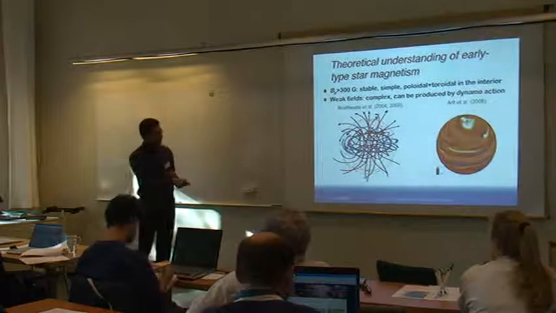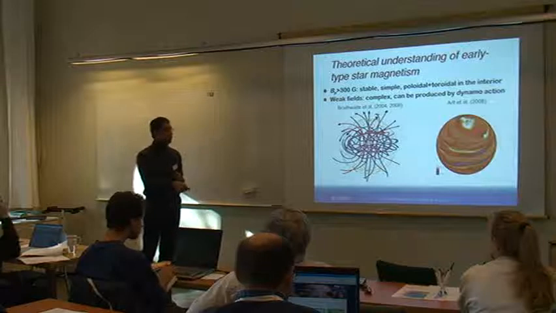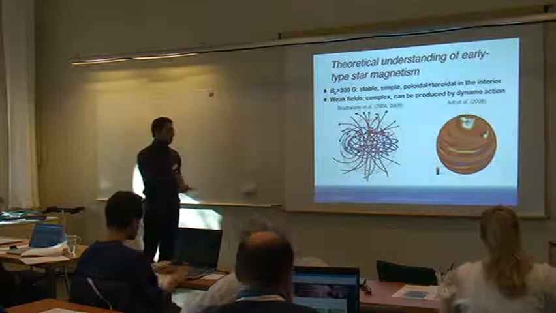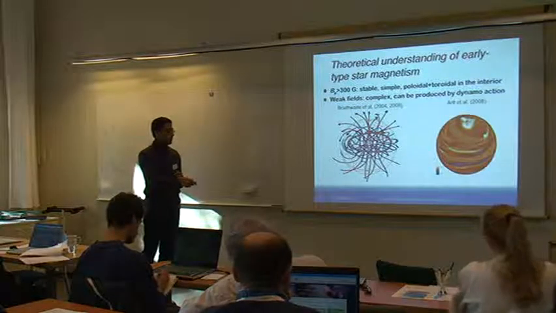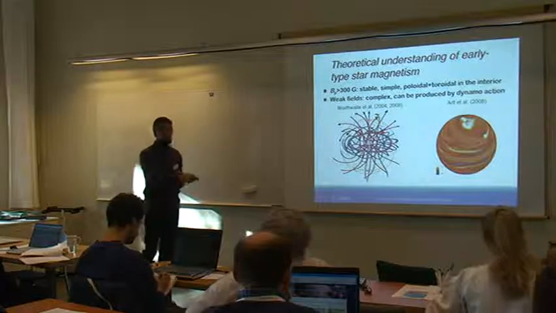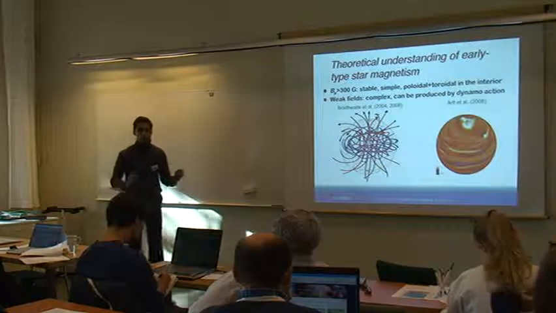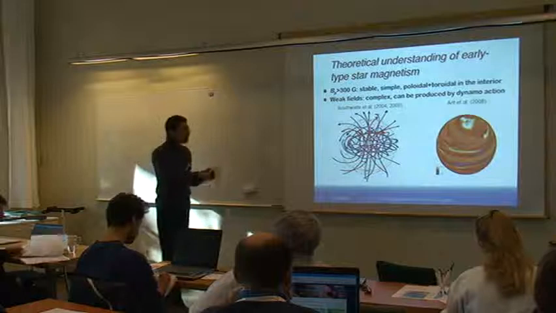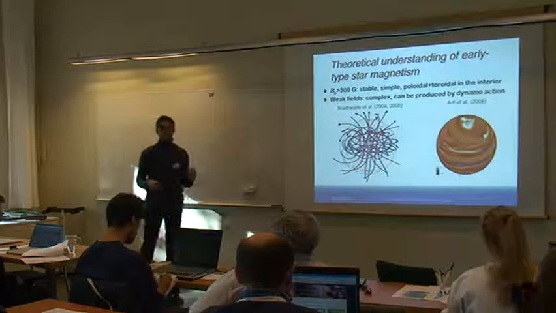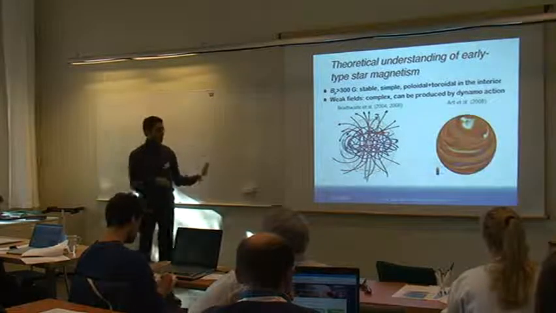They basically find that the field is stable on long time scales if the poloidal field is combined with this toroidal structure which hides inside the star. So this is how a strong Ap star field presumably looks in 3D.